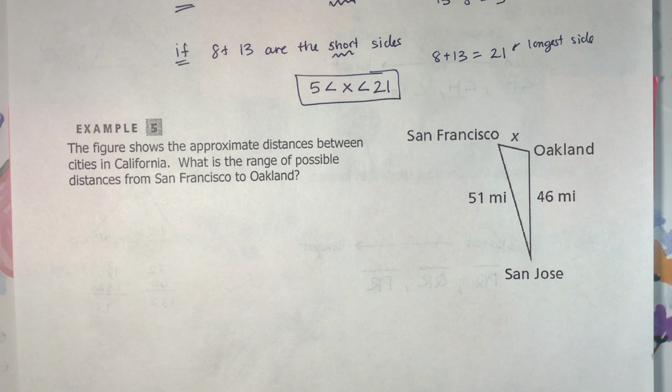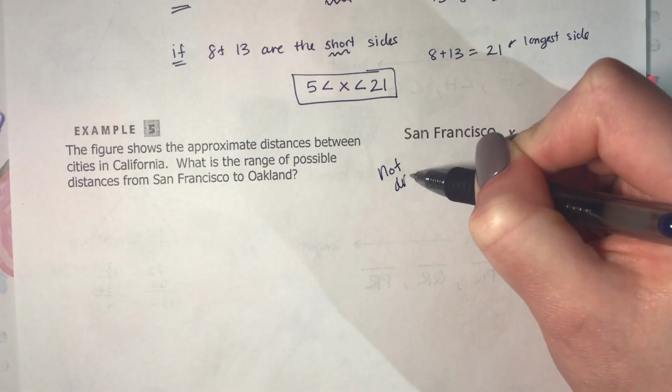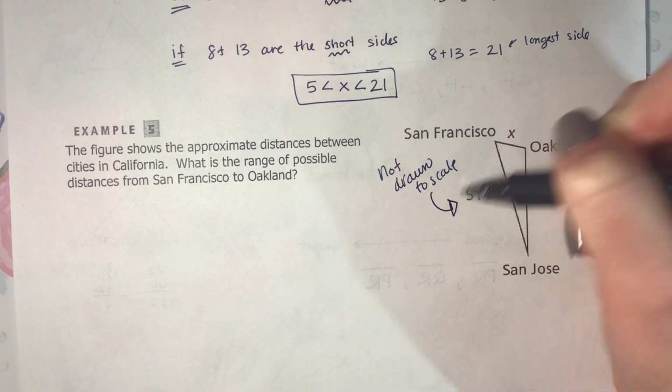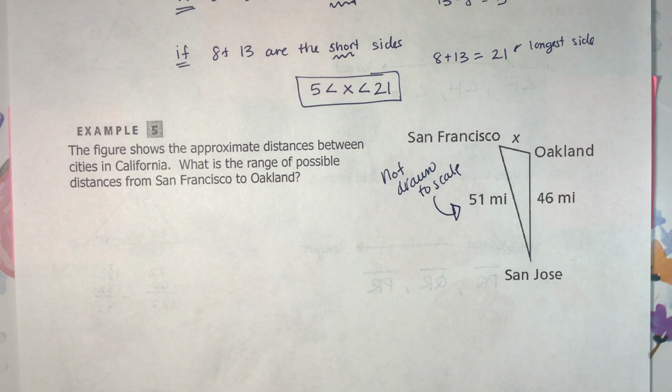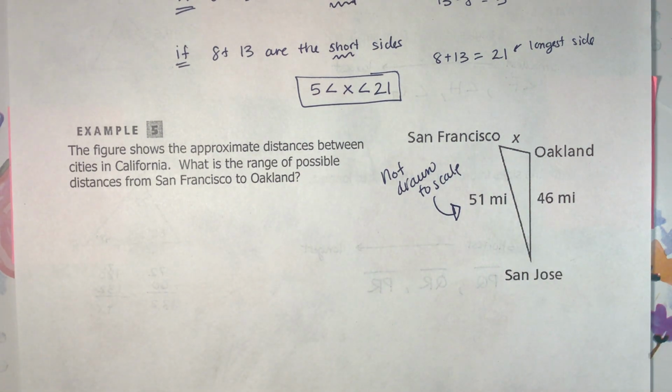Example 5 is just like the previous one. It's just now that we have a little graph. So it says, the figure shows the approximate distances between cities in California. What is the range of possible distances from San Francisco to Oakland? So first of all, not drawn to scale. That's important for you to know. Pictures can be very misleading, so don't just assume, oh, it must be 10 or something like that. That's not the way that works.